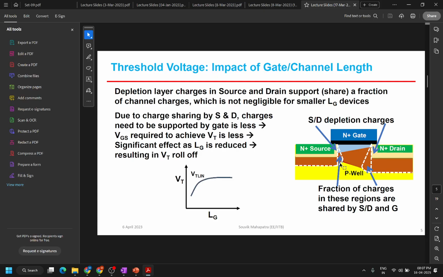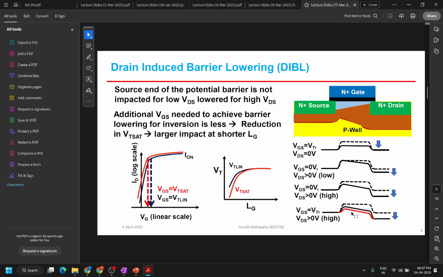So you see, in the middle region only the gate effect is there, but near the edges, near the source and drain, the charges are directly impacted by your source and drain. So we have to then consider the effect of drain voltage on these charges, and that causes a reduction in our effective gate length.